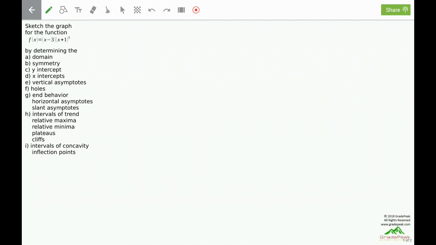Sketch the graph of the function f of x equals (x minus 3) times (x plus 1) cubed by determining the parts A through I. f of x equals x minus 3, a polynomial, the domain will be all real numbers, times x plus 1, another polynomial, raised to an integer power 3, which will make it a polynomial, so it also will have a domain of all real numbers. And for part A, the domain is all real numbers, or negative infinity to positive infinity.